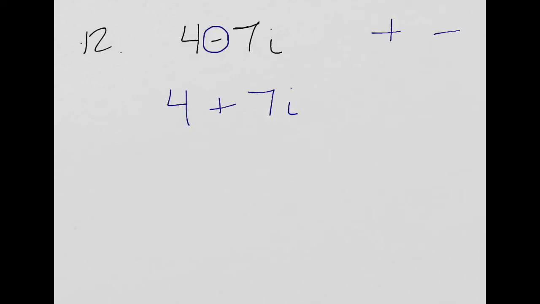Number 12, it gives you this solution, asks you for the other one. So you circle the sign in front of the piece with I, write everything else down, and you have to have a plus and a minus. So we had the minus, so we go to the plus. That was answer choice C.